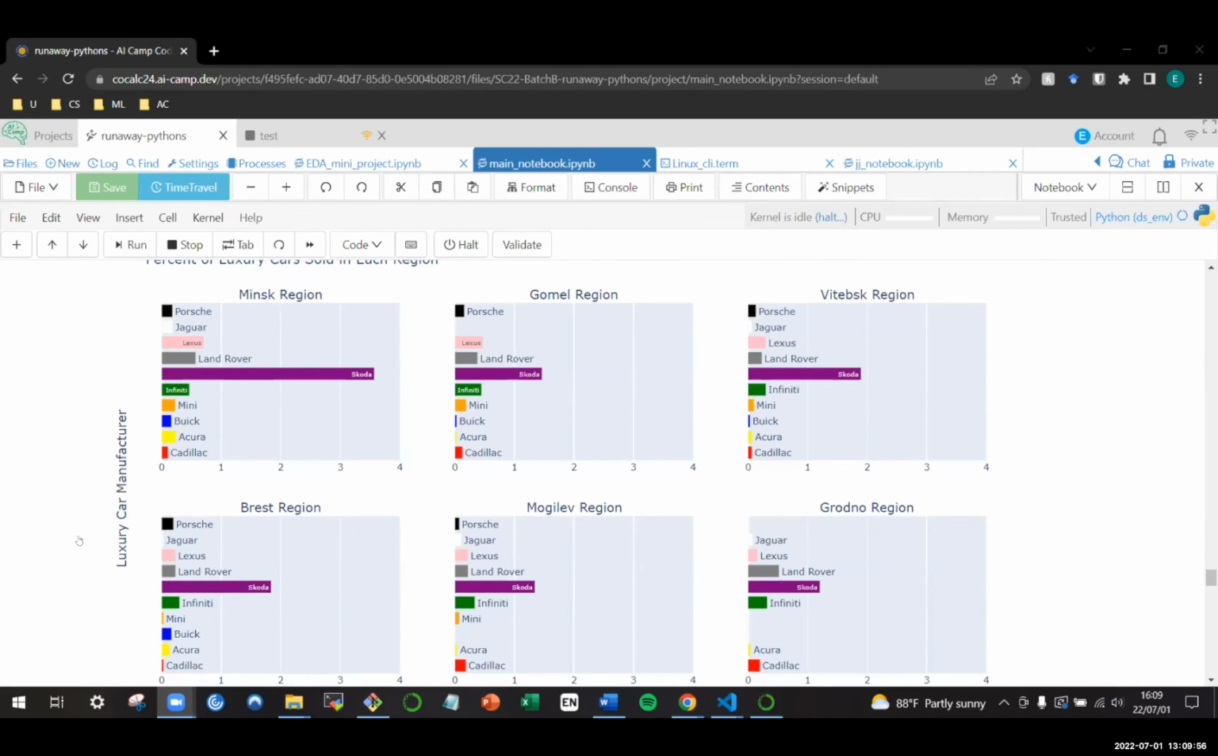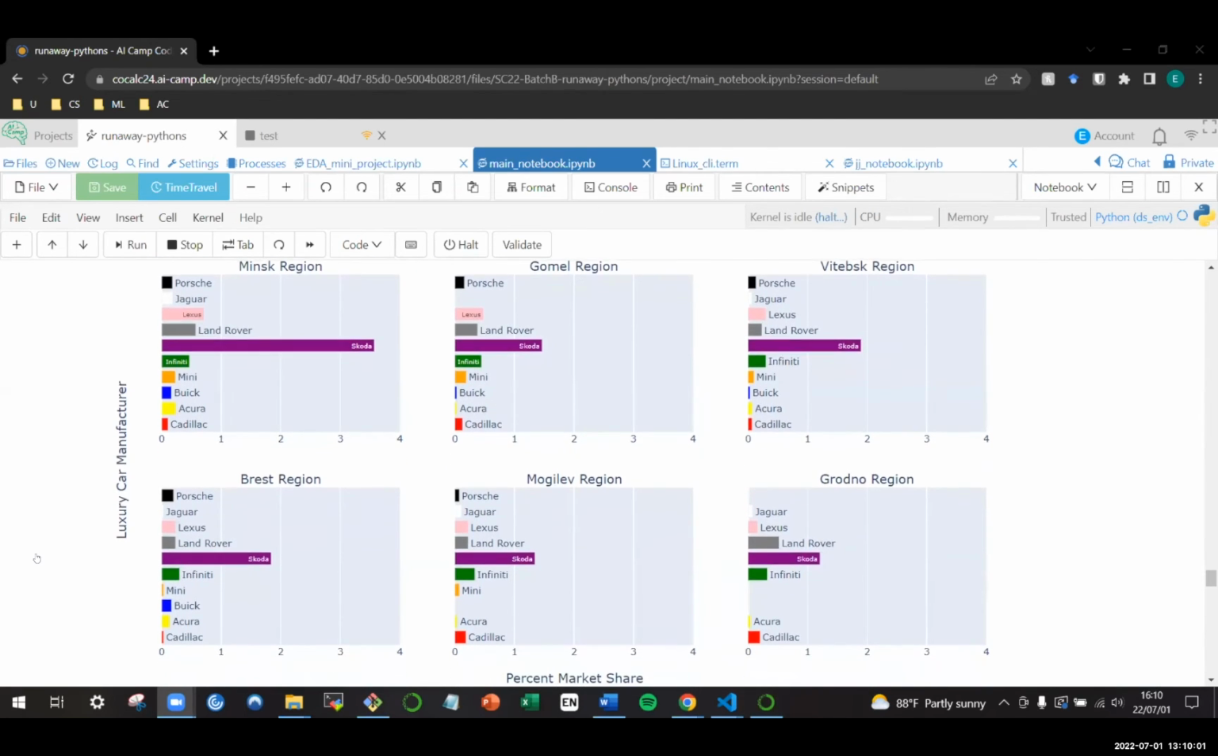This figure represents the proportion of luxury cars sold as a percentage of the total amount of cars sold in each region. In the graph, there's a higher proportion of luxury cars sold in the Minsk region than in the others. For example, Skoda cars are sold in a higher proportion in the Minsk region than in any other region. We believe that the higher average price in Minsk is due to the fact that a higher percentage of luxury cars are sold in Minsk.